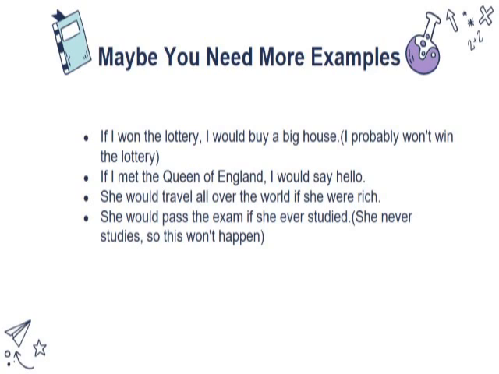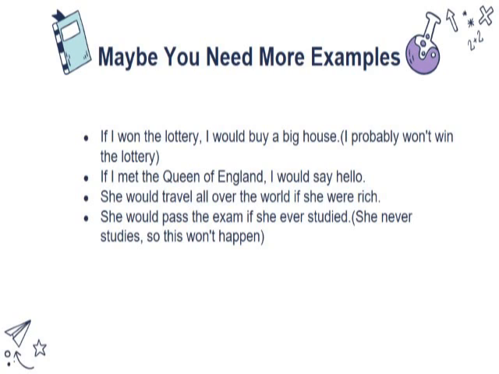And then, she would travel all over the world if she were rich, like that. So it means that she's not rich. Okay. She would pass the exam if she studied. She never studied, so this won't happen, like that. It is clear, I hope so. So we go to the last conditional sentence.